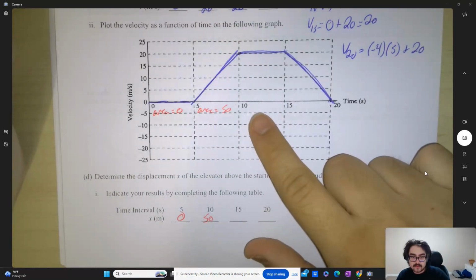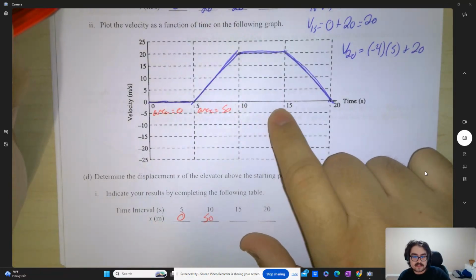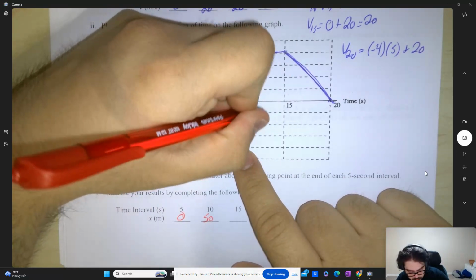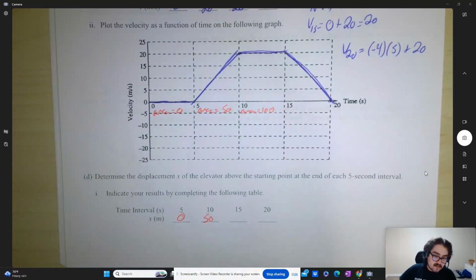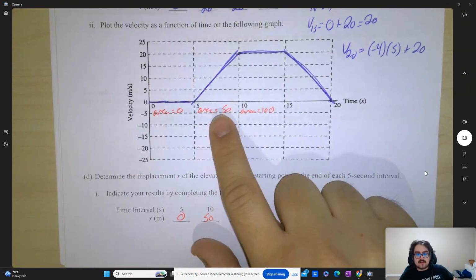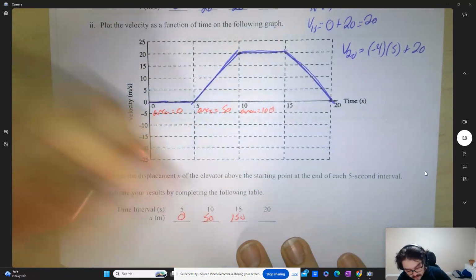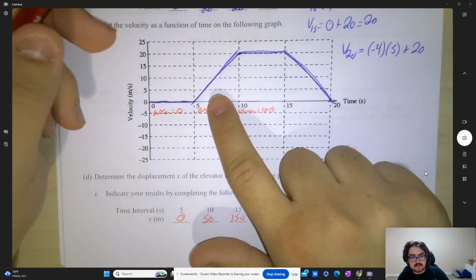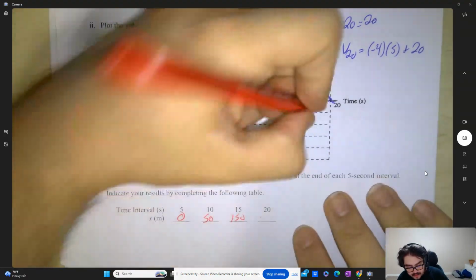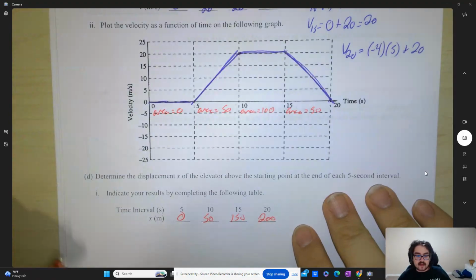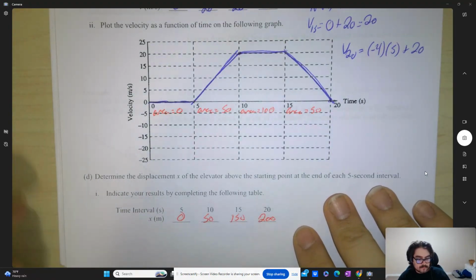For this one right here, it's a rectangle. Base is 5, height is 20, which gives us 100. Now, we're not going to put 100 under the 15. Because we moved 50 in this part right here, and now we move another 100, we actually are at 150. It's the total cumulative area. And then for the last part, it's another triangle that looks exactly the same as the previous one, so it should be another 50, which puts us at 200. Okay, 200 meters. Pretty straightforward.